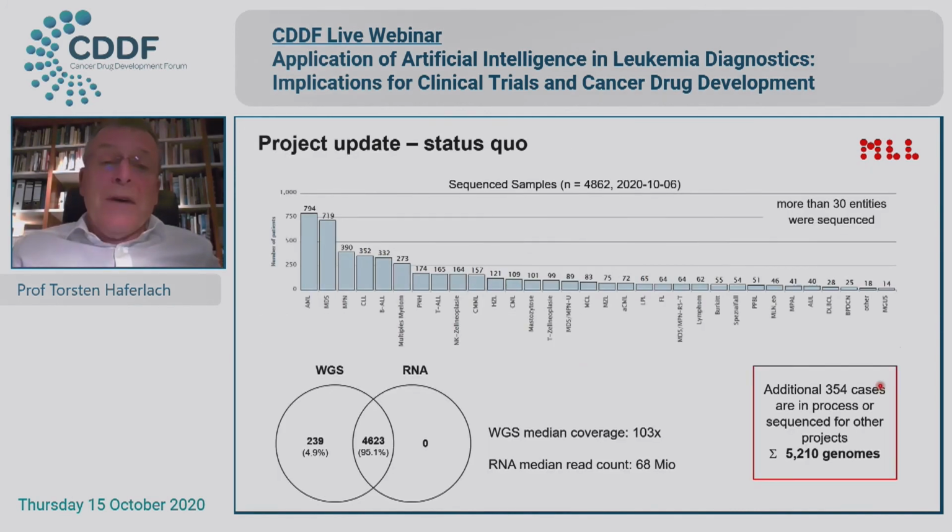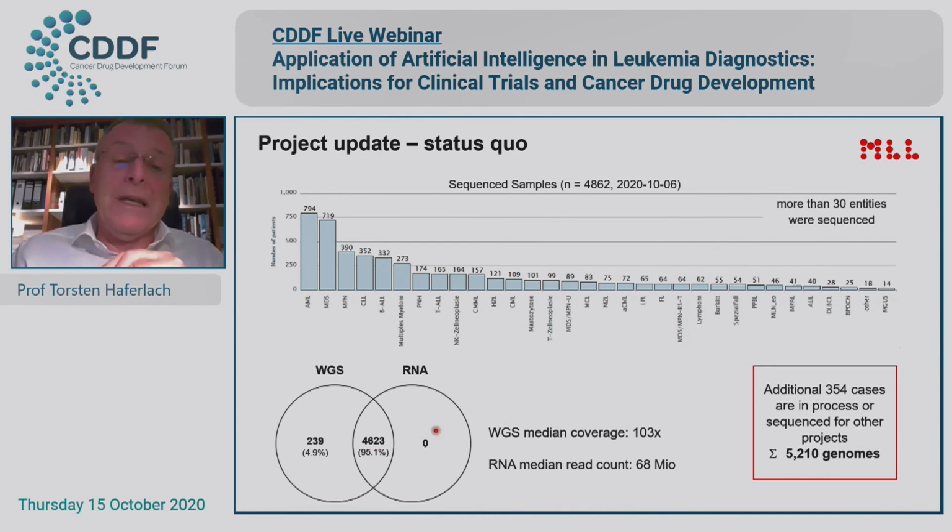What we did in the last 2.5 years is we sequenced overall more than 5,200 genomes with the respective diagnosis, as you can see down here, nearly 800 AML cases, more than 700 cases with MDS, and so on, taken from our research area and our freezers. And we have an overlap of 4,600 cases where we have the complete information of a genome and a transcriptome.